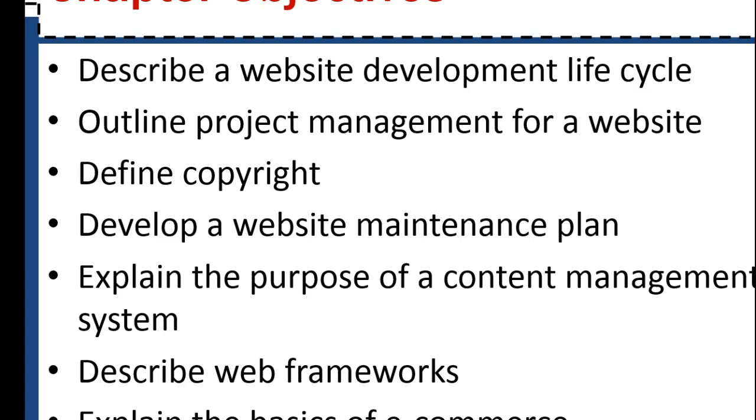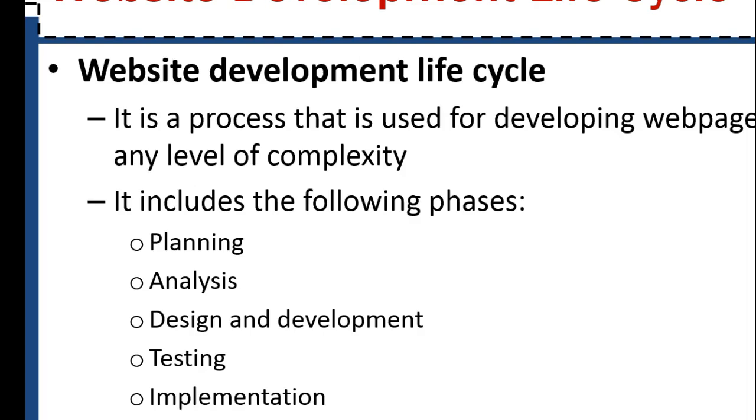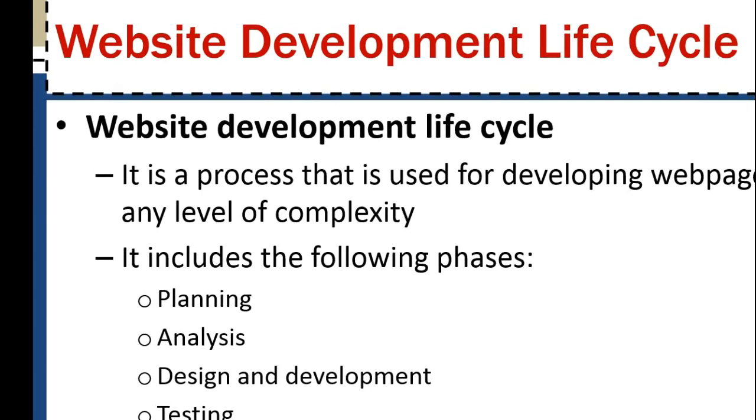Some of the objectives of this chapter are, first, you're going to be able to describe a website development lifecycle. Then you're going to be able to outline the project management for a website. We're also going to talk about copyright, so you'll be able to define it. We'll also talk about developing a website maintenance plan, as well as the purpose of the content management system, or the CMS. Also, we are going to talk about web frameworks and look at some of the basic e-commerce that you need for the website. So let's look at the website development life cycle.